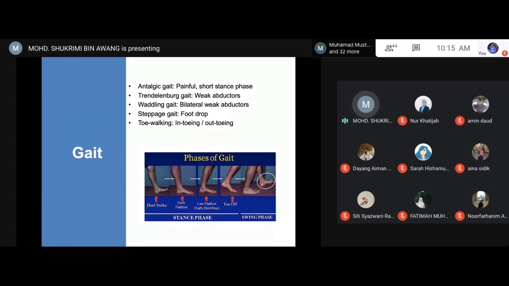Some patients, especially with neuromuscular problems, may walk with in-toeing or out-toeing, or sometimes with equinus. So you would like to see that also. Or it may be due to other neurological or neuromuscular problems, like ataxia, cerebellar problems, and so on.